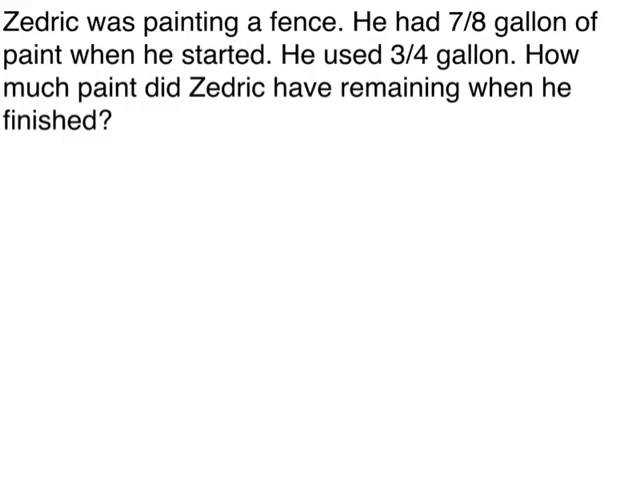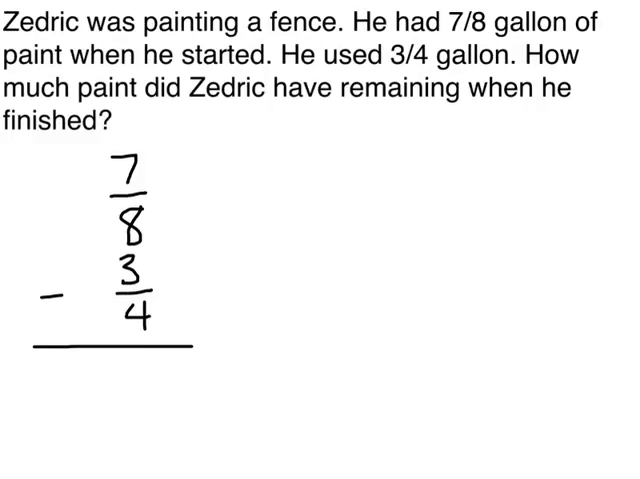Zedric was painting a fence. He had 7/8 gallon of paint when he started. He used 3/4 of a gallon. How much paint did Zedric have remaining when he finished? Well, in this case I'm subtracting because I'm taking paint away. Zedric started with 7/8 and he took away 3/4 of the gallon.